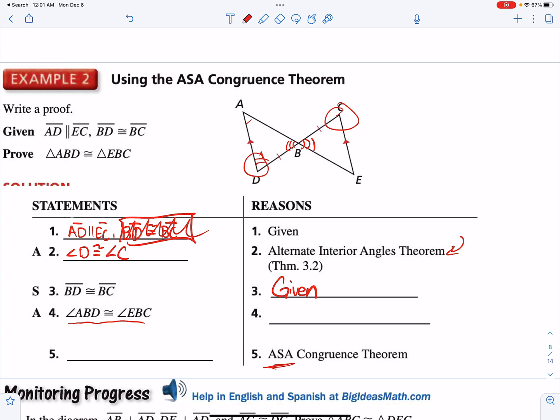And then lastly, I marked it in my image, but I have ABD and EBC are congruent. These, again, are not going to be marked congruent, but those are always congruent when they are opposite each other like that, because those are vertical angles. And we learned vertical angles were congruent way back in chapter 2. So now lastly, I can say that triangle ABD is congruent to triangle EBC, and that is by angle side angle.